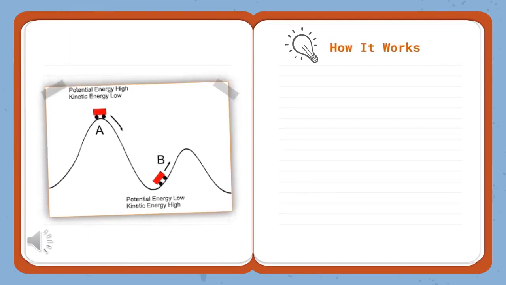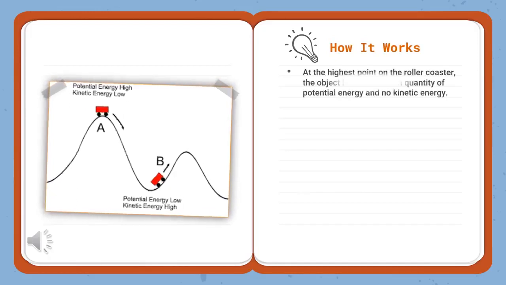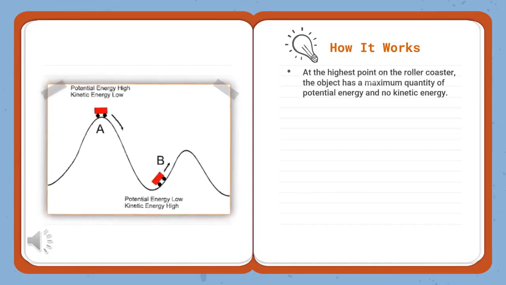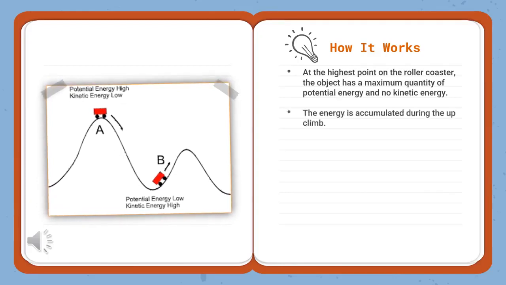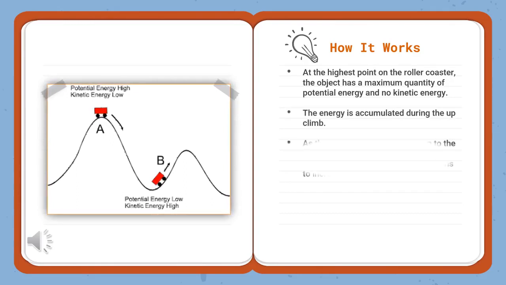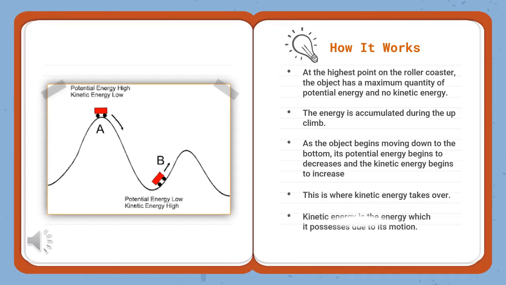First, at the highest point on the roller coaster, the object has a maximum quantity of potential energy and no kinetic energy. The energy is accumulated during the upclimb. As the object begins moving down to the bottom, its potential energy begins to decrease and the kinetic energy begins to increase. This is where kinetic energy takes over. Kinetic energy is the energy which it possesses due to its motion.